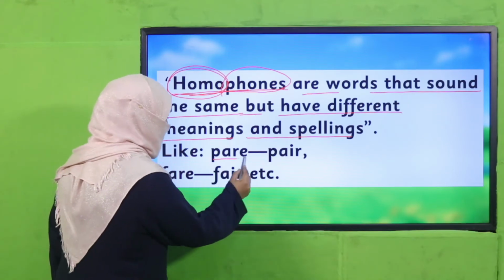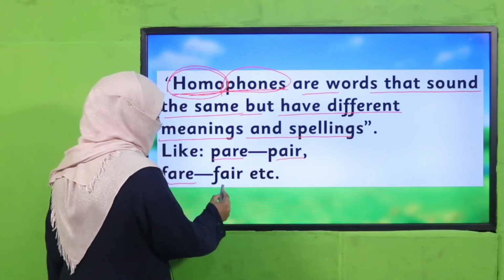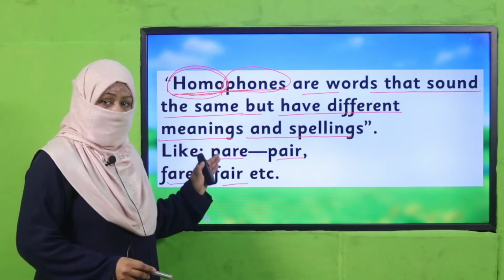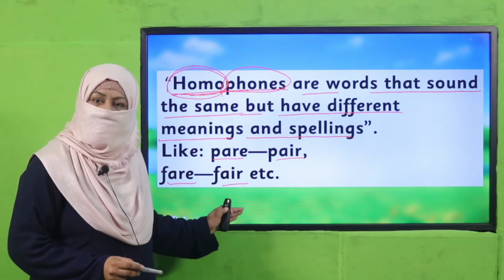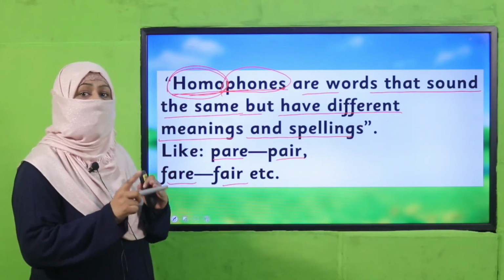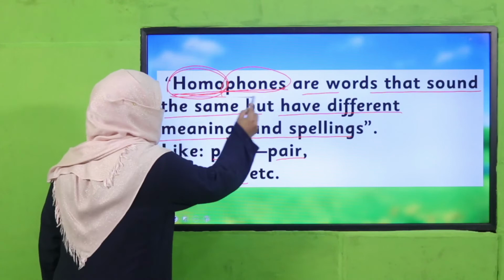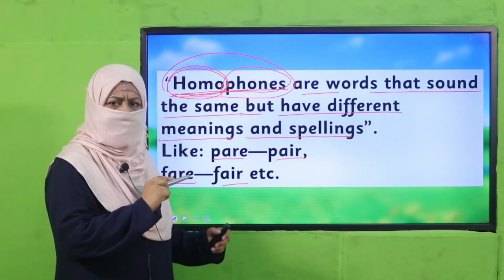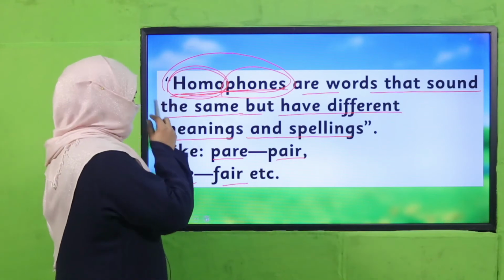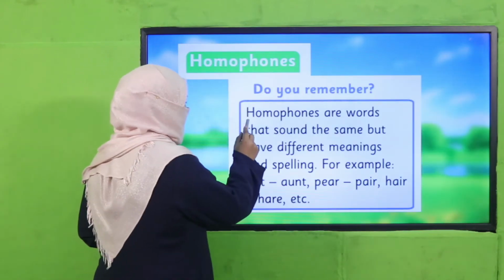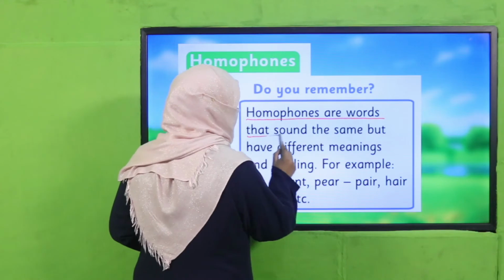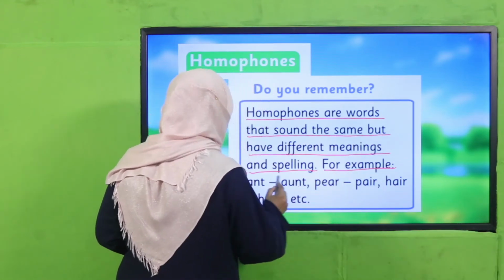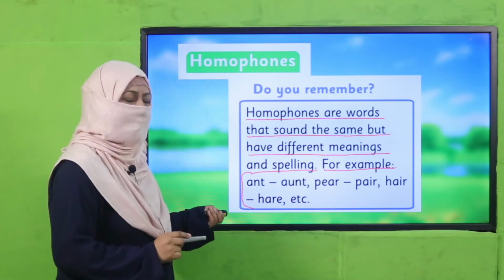For example, pear and pair, fear and fear. These are two different words, but their meanings are different, their spellings are different, but they have the same sounds. That's why they are homophones, right? This is a concept we are already done with. So, what does your book say about it? Homophones are words that sound the same but have different meanings and spellings. For example, here are the examples given, right?